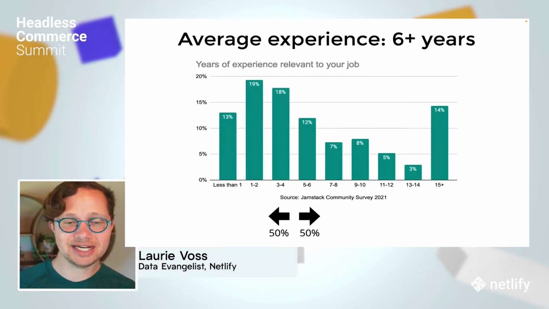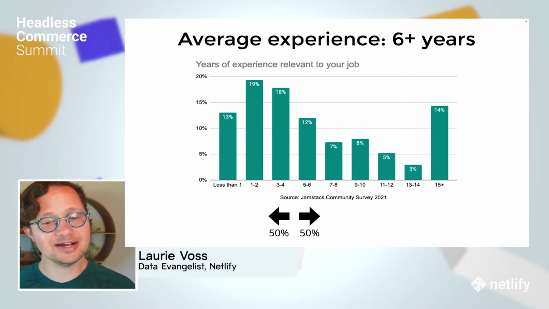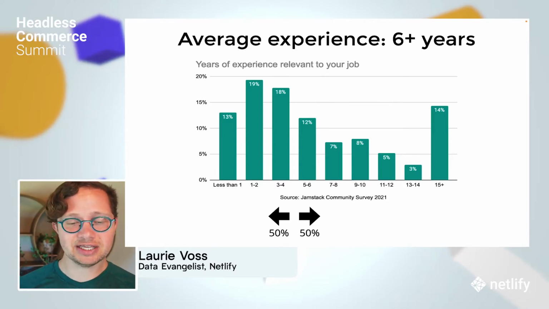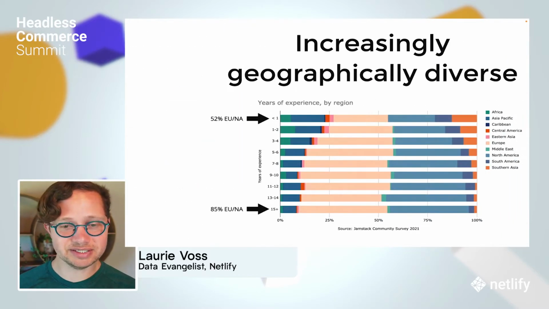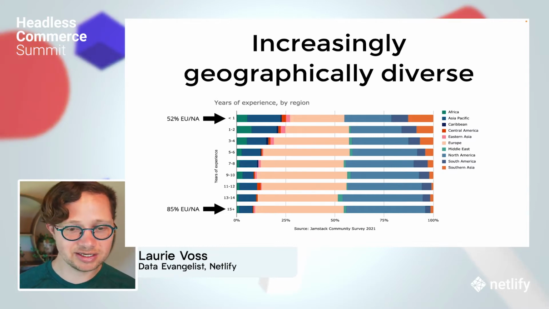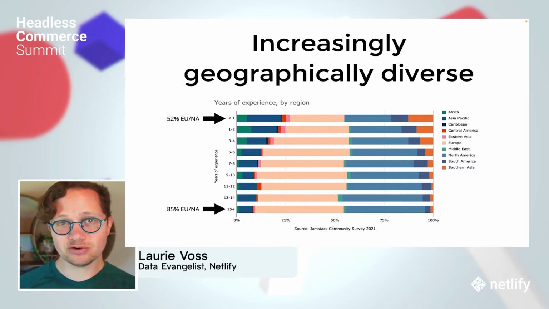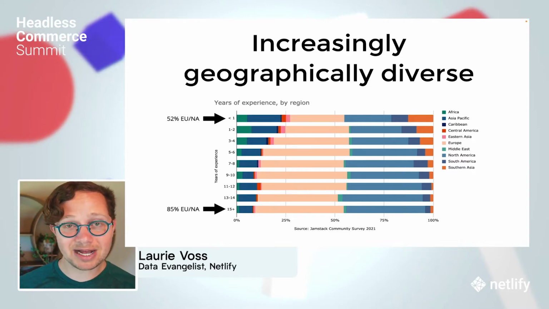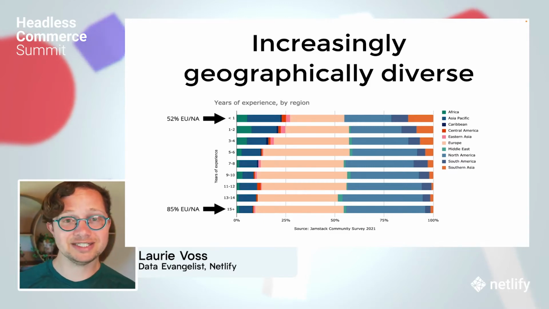Worldwide, the average Jamstack developer has 6 years of experience, by which I mean 50% of developers right now have less than that and 50% have more than that. That's not so useful to know, but that experience data becomes more interesting when we further split it by geographical region. What we found is that the Jamstack community is getting more diverse in terms of where in the world we are. Developers who have 15 or more years of experience, people who've been doing the Jamstack for a long time, are mostly inside Europe and North America. They come from outside those places only about 15% of the time.